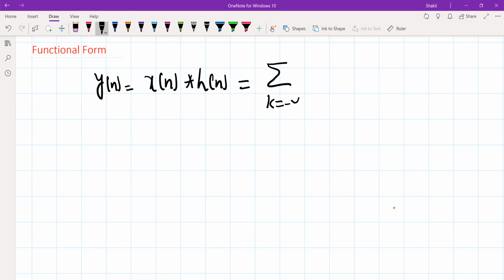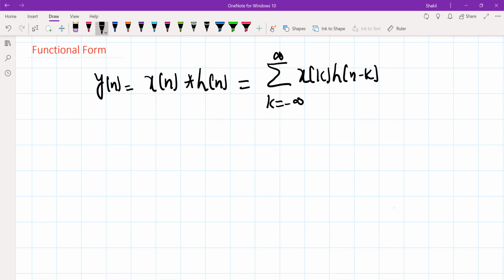Welcome. This session we will learn one more way to evaluate this convolution sum. If, instead of sequence values, we are given equations of x of n and h of n, how do we evaluate y of n, which is expressed as the convolution between x of n and h of n, that we can write as the sum over k running from minus infinity to infinity of x of k h of n minus k.